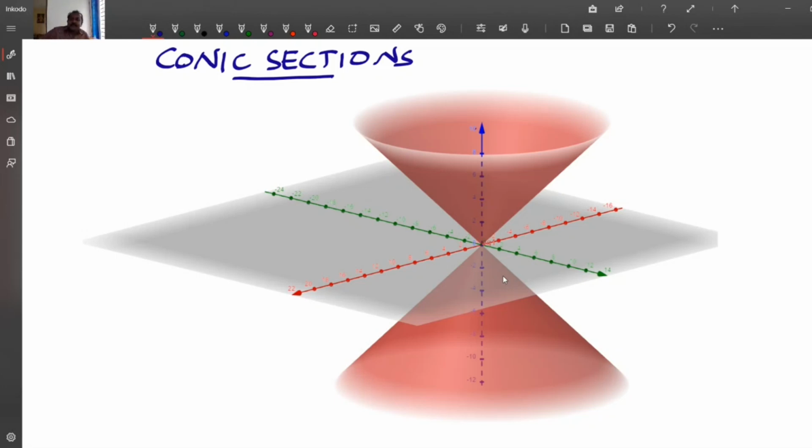Good morning, all. Welcome to the class on conic sections. Conic sections is a class of curves obtained by intersecting a double napped right circular cone with a plane.